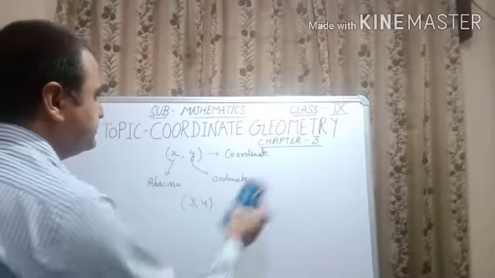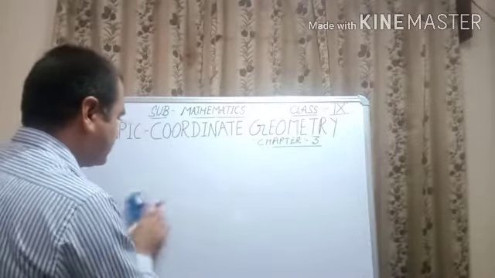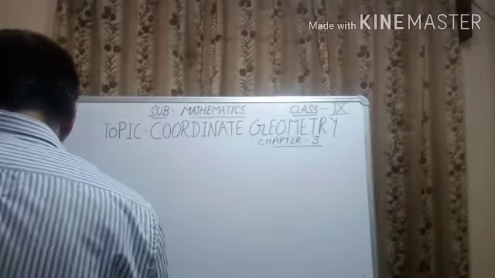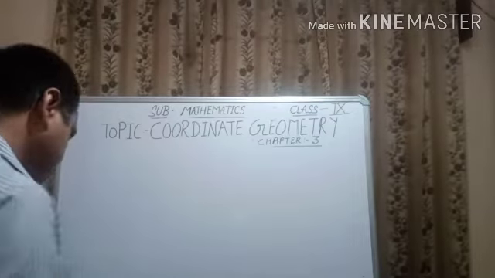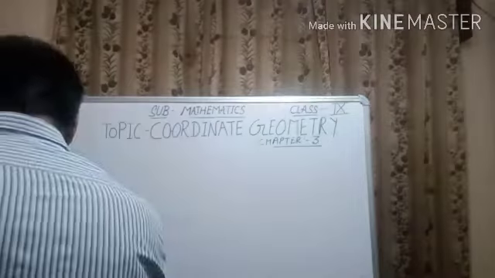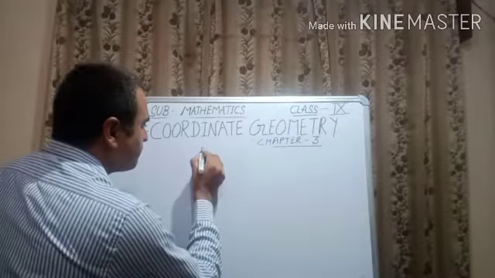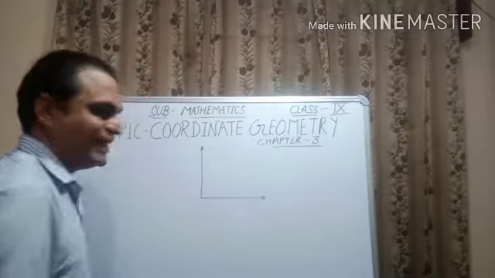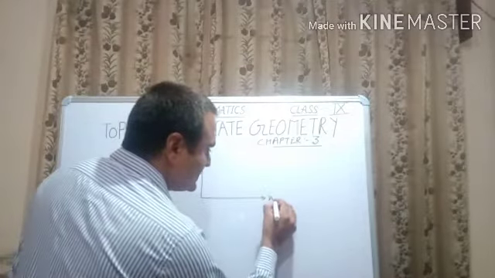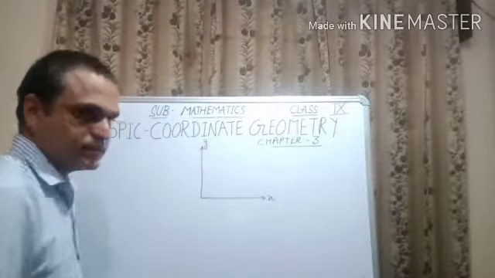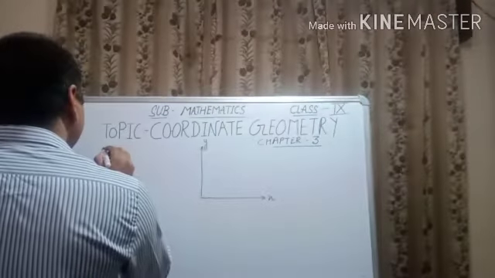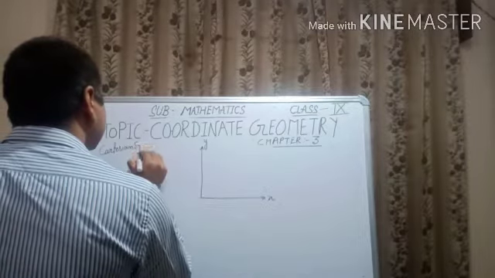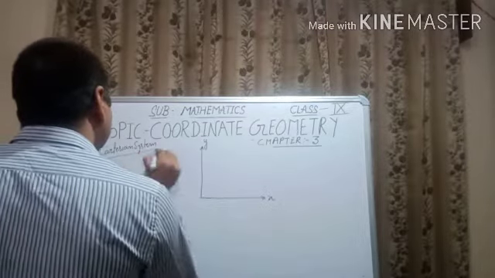Now we move to the next point. Our next point is related to the Cartesian plane. As you are very familiar with these two axes, this is known as the x-axis and this is known as the y-axis. Now we discuss the Cartesian system.